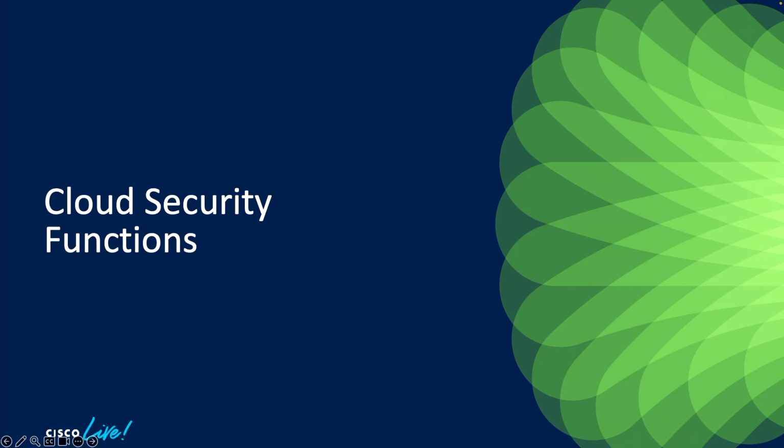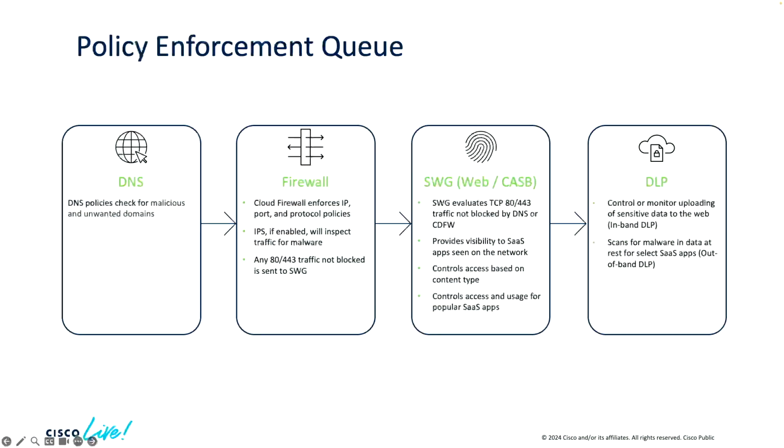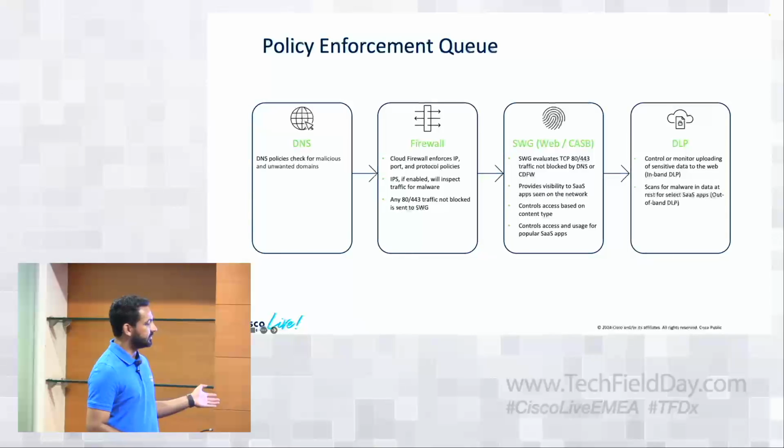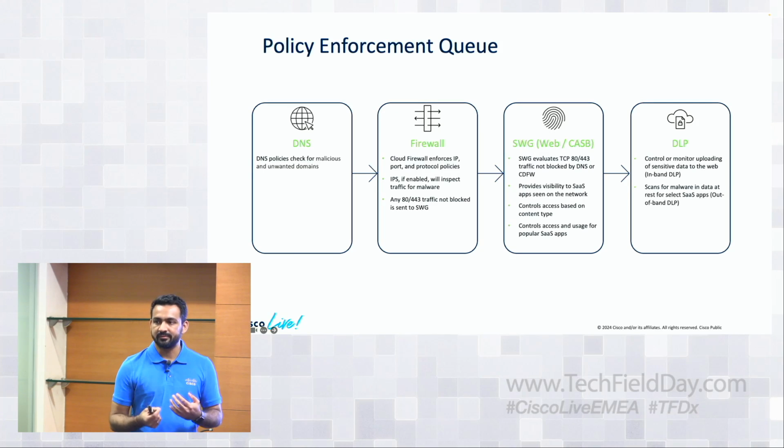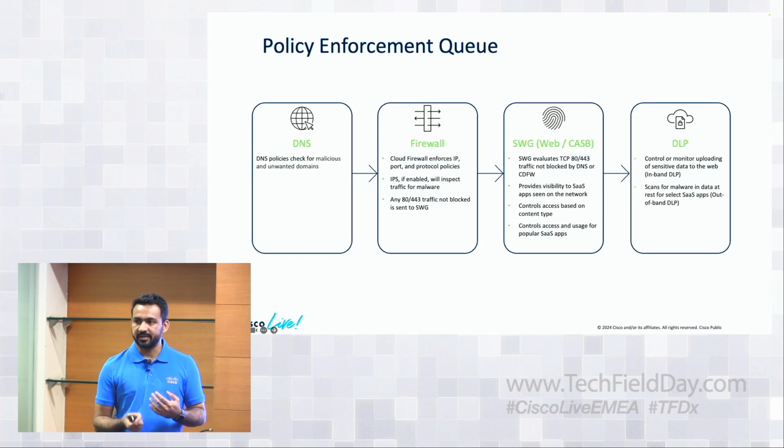Next thing I want to share is cloud security functions. There's a sequence in place when it comes to inspecting the traffic through our cloud security stack. First and foremost, the DNS inspection will happen. So anytime you try to go to a destination, DNS will be inspected first. Once you pass that check, it goes through our cloud firewall engine. The cloud firewall engine is developed in a way that it also provides an IPS inspection on top for internet-bound traffic.